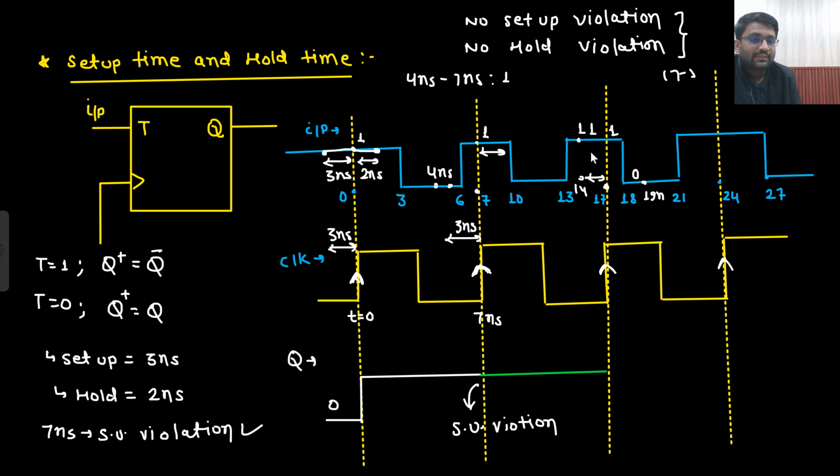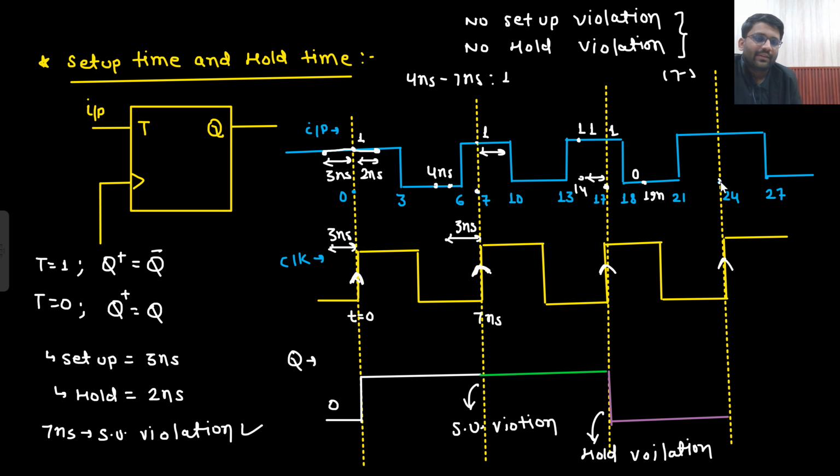What violation would be there? Sir, here there is no setup violation, but hold violation is there. Now again output is unpredictable. Let's just say it has toggled. We don't know whether it will toggle or not. So just assuming that it has toggled, output will actually be unpredictable. It could be 1 as well, it could be 0 as well. But surely there is a violation. What violation is there? Hold violation is there.